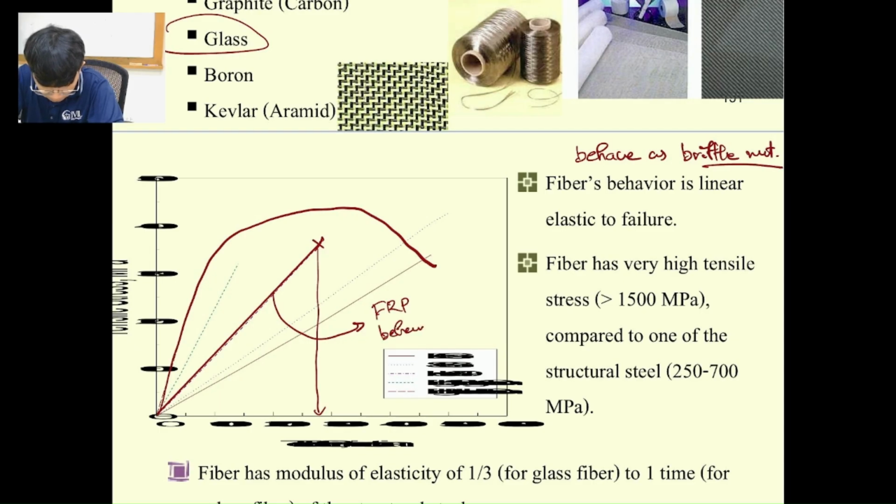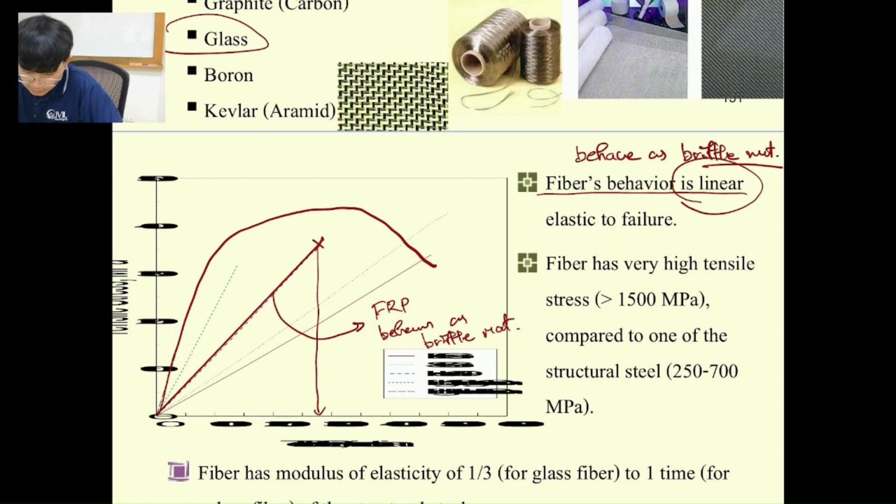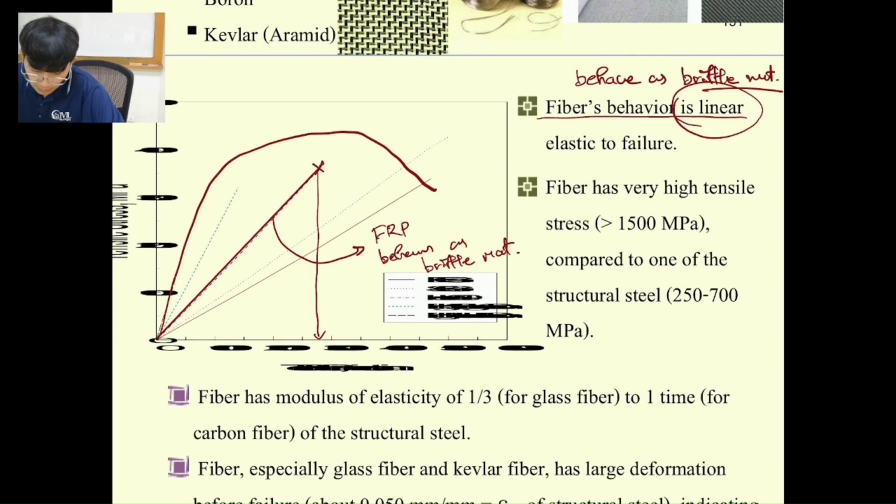Which means the FRP behaves as a brittle material, and it has linear behavior. And the FRP provides a really high tensile strength compared to steel. Steel is about 250 to 700 megapascal, but for the fiber it's going to produce larger than 1500 megapascal.